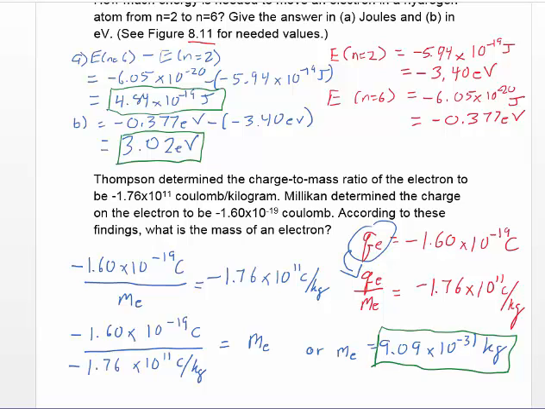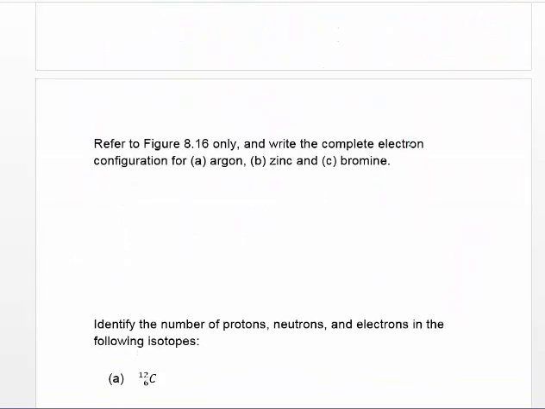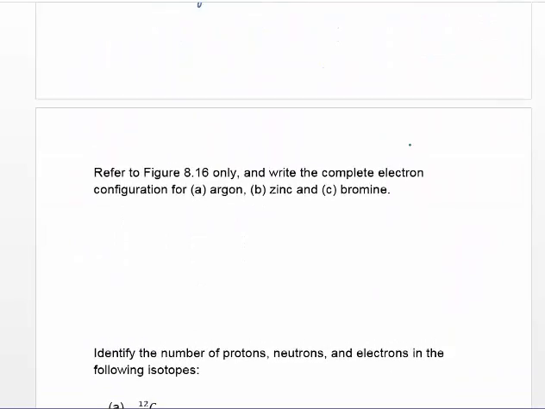Now those are our only two that are actually calculation problems here. We'll see that with our chemistry side that a lot less is actually calculations. So let's go on to the third problem here. The third problem tells you to refer to figure 8.16 in your textbook and to write the electron configurations for these three atoms. So we want to write the complete electron configuration.